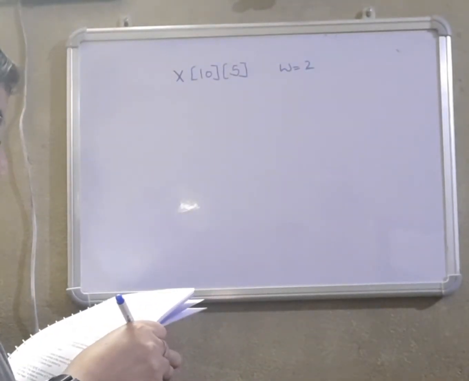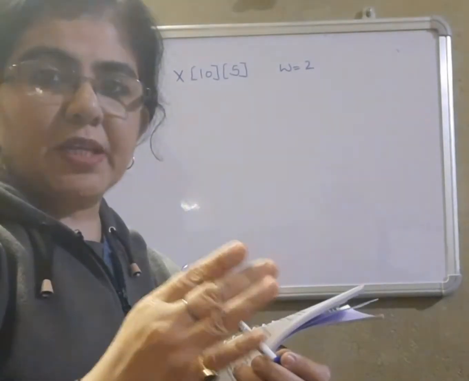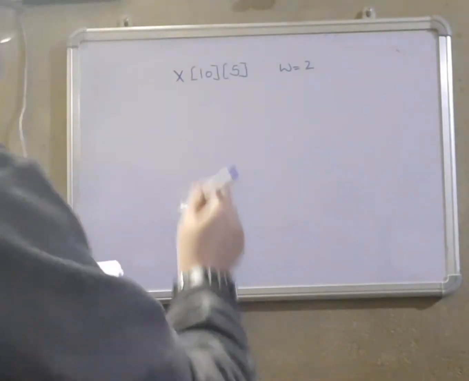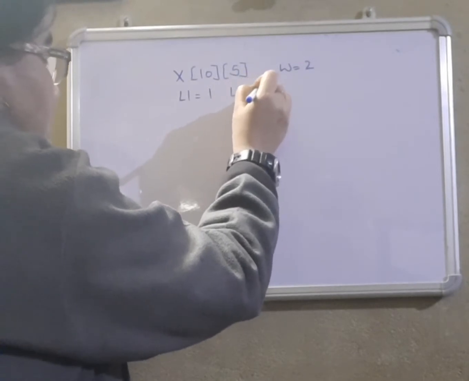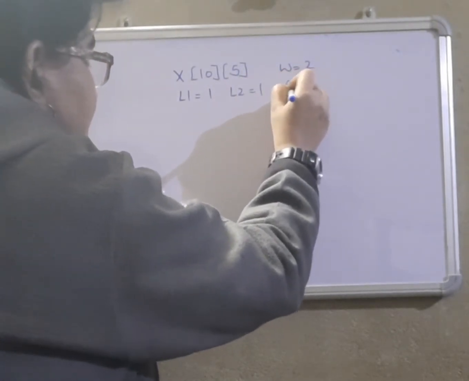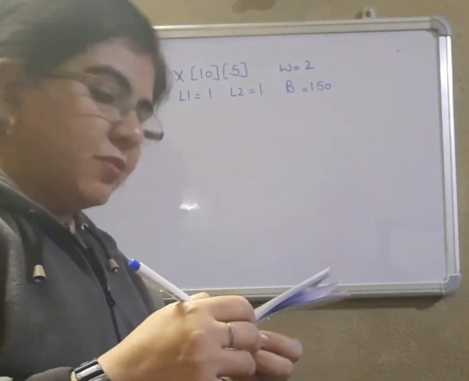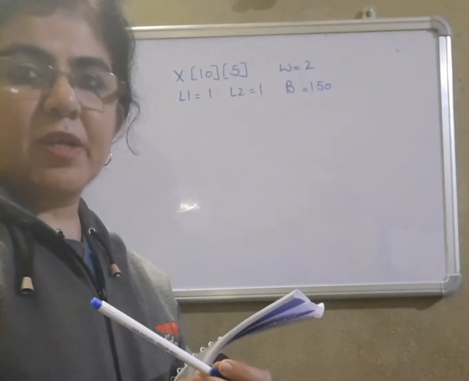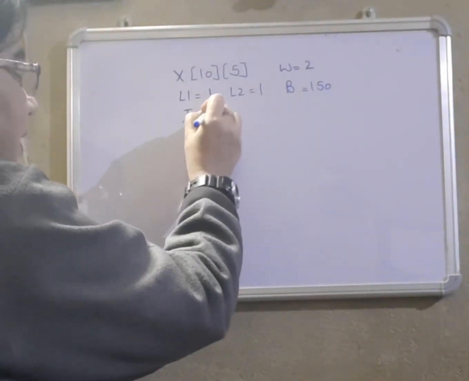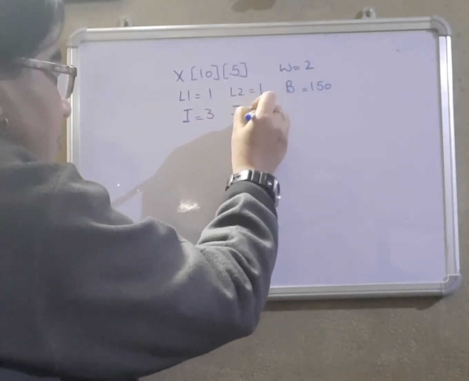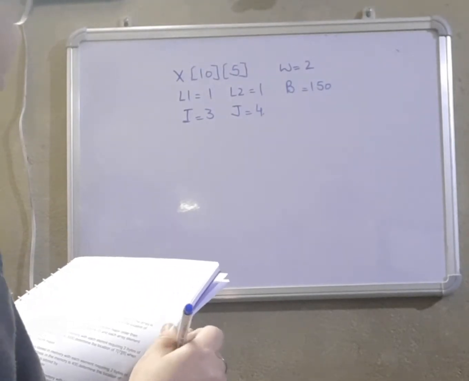If x1, 1 begins at address 150, 1, 1 here is the L1 and L2 or the lower bound of the row and column. So L1 is 1, L2 is 1. Begins at address 150 is base address. Find the location of x 3, 4. So here we have to find the address of 3, 4. That means I and J. I is 3, J is 4.